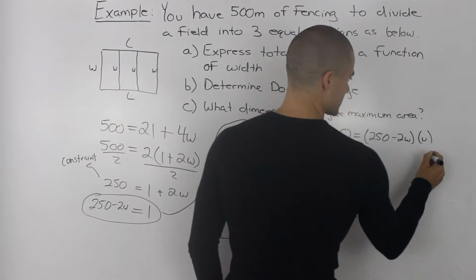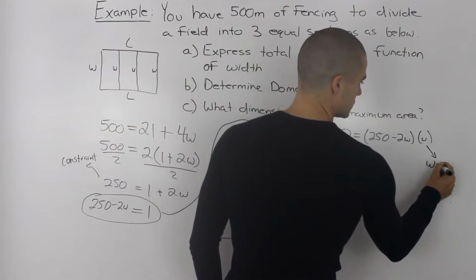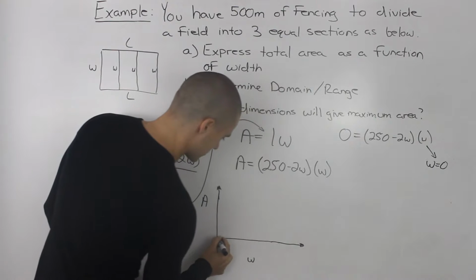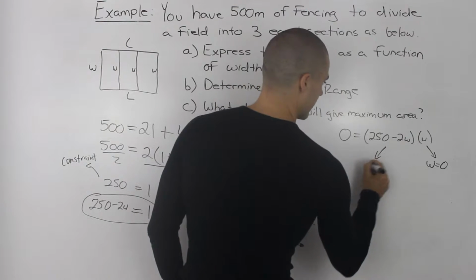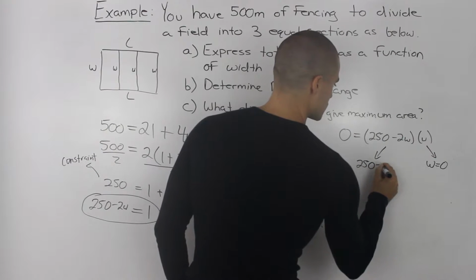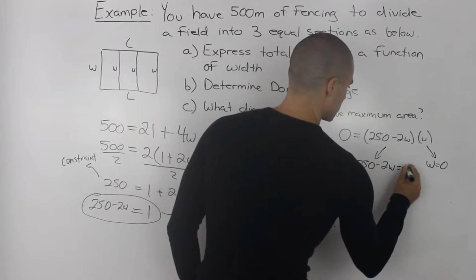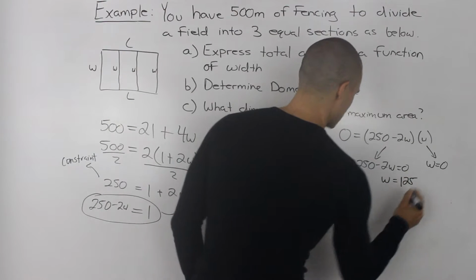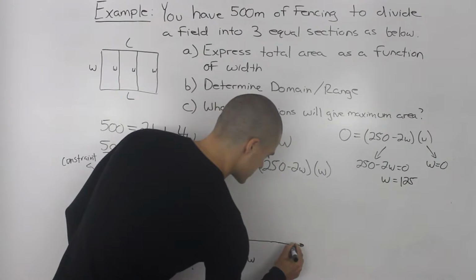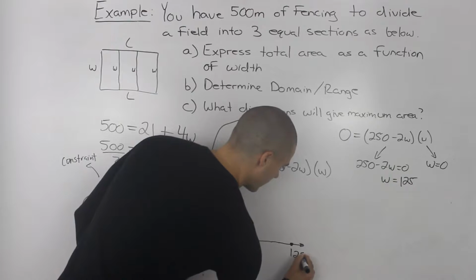And we have to solve these. So this here, we know that W is equal to 0, so that's one of the intercepts right here. And then we have to solve this bracket. When does 250 minus 2W equal 0? Well, if we isolate for W, we'd get 125. So this would be the other intercept.